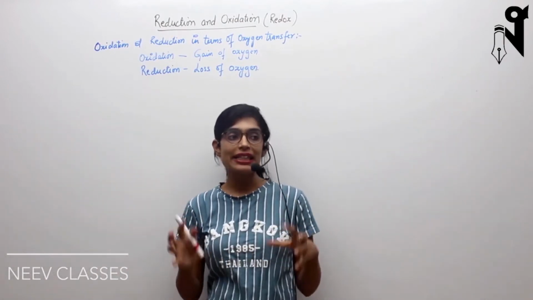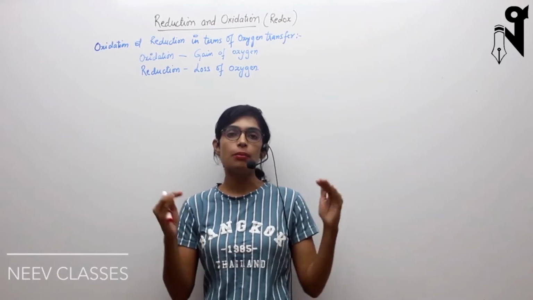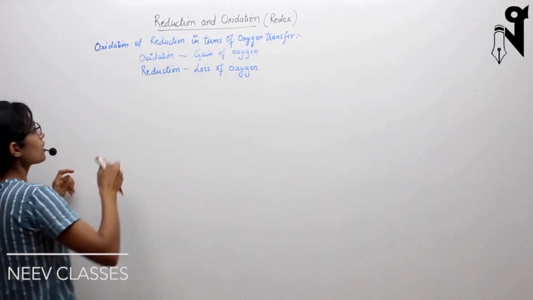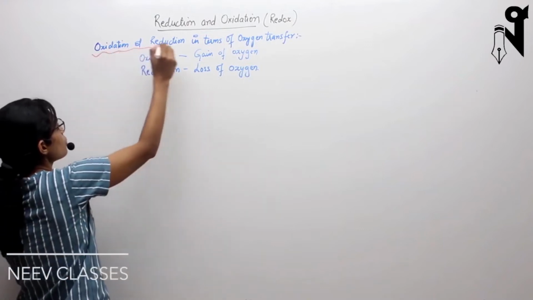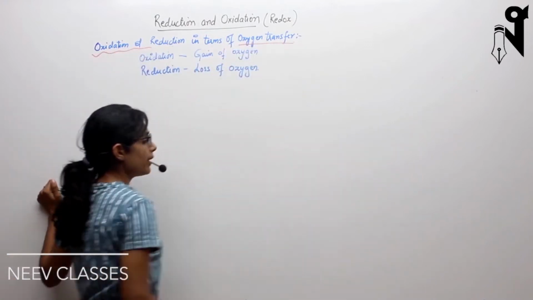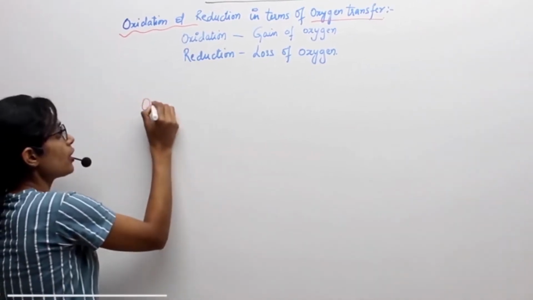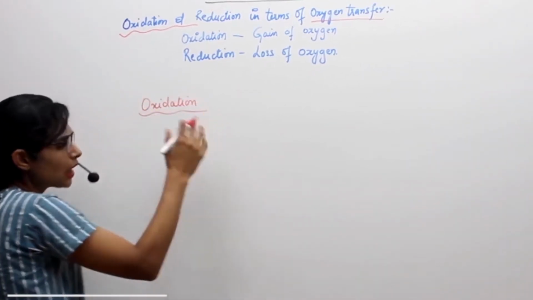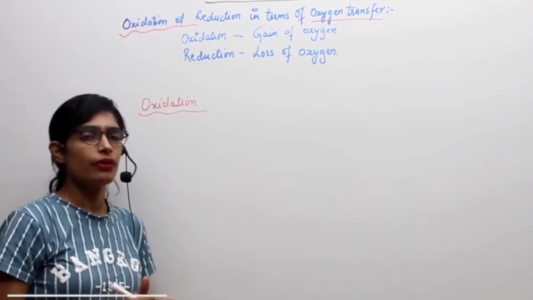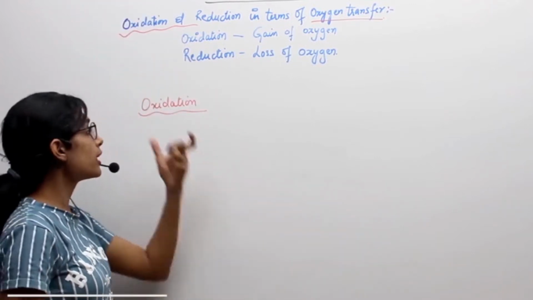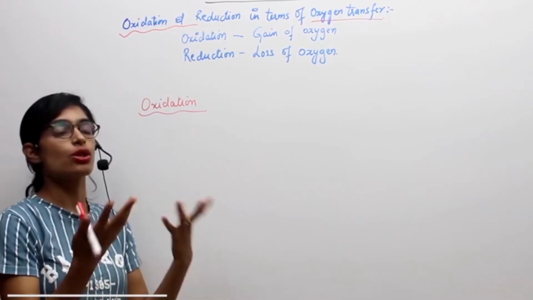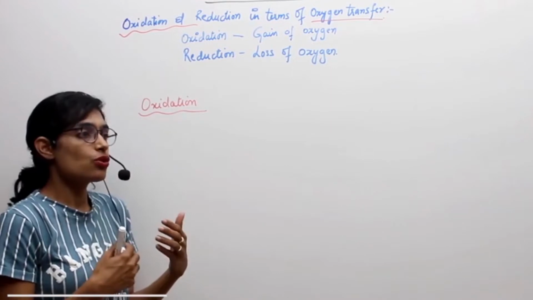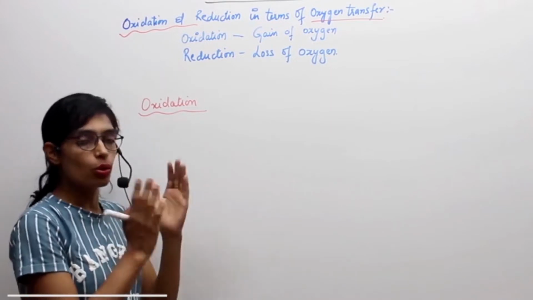When we talk about oxidation and reduction, we need to understand the meaning of oxidation and reduction, and these two terms can be expressed in multiple different ways. The first way of expressing oxidation and reduction is in terms of oxygen transfer. Long ago, when we had just discovered oxidation, we used to relate this term directly with oxygen or reaction with oxygen. That used to be the old story.